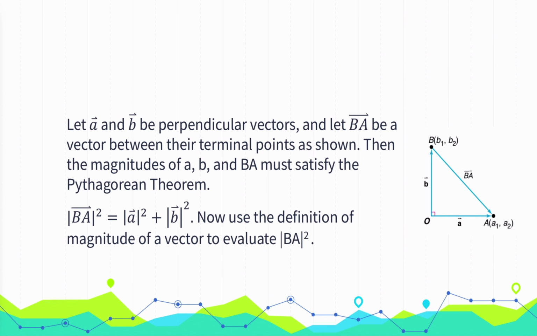So, we're going to talk about dot products and cross products. What are those? Well, you'll find out. So, if A and B are perpendicular vectors here, and vector BA is a vector between their terminal points, then this makes a right triangle, and the magnitudes of these vectors have to satisfy the Pythagorean theorem. Right, the magnitude of BA squared has to equal the magnitude of A squared plus the magnitude of B squared.